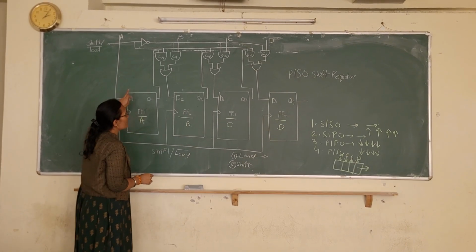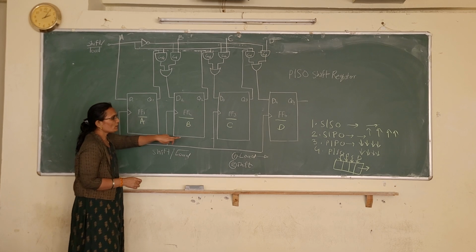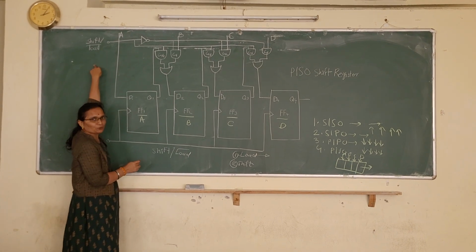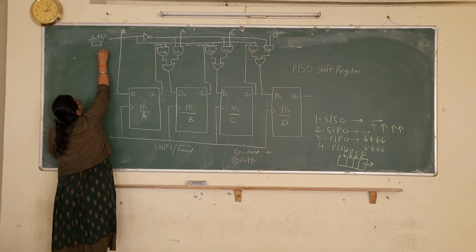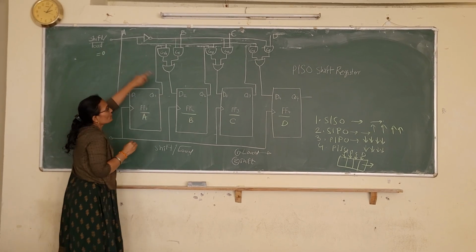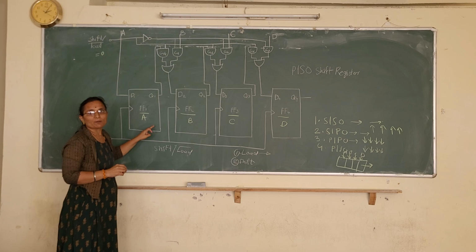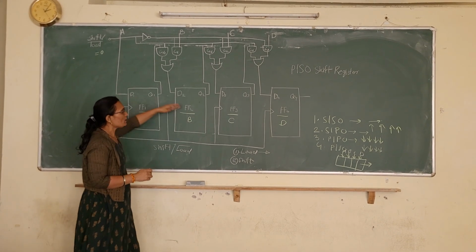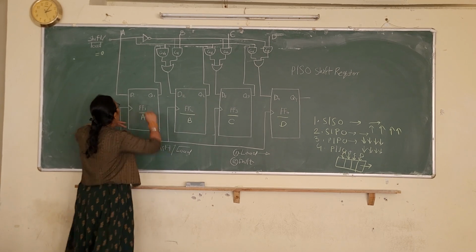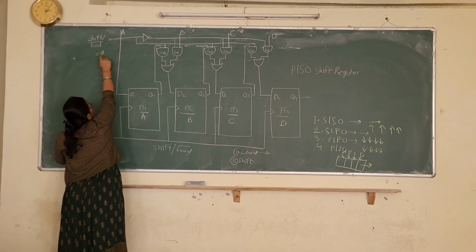For that purpose, when your shift and load line is 0, then your register is operating in the loading mode. Means your input data is loaded into the register. So how is it so? Your shift and load bar line is 0.